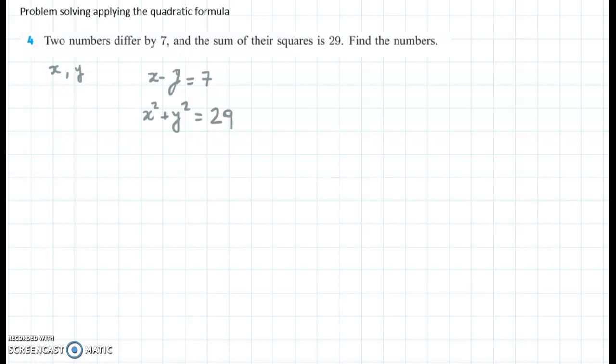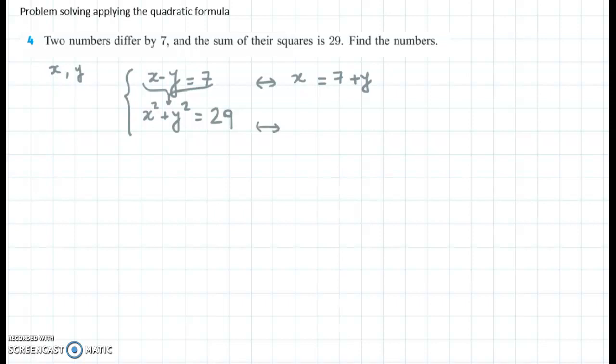So we have a system where the first equation is a linear equation and the second equation is a quadratic one. And we want to transform this a little bit, so we actually have a quadratic equation to solve. So what I'm going to do is to find the value of x in the first equation and substitute that value in the second one. So we can say that x is the same as 7 plus y. We are isolating x in the first equation.